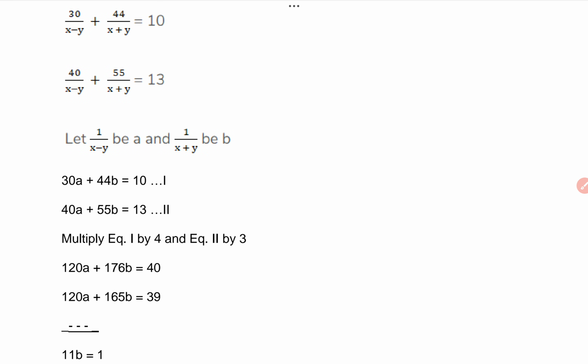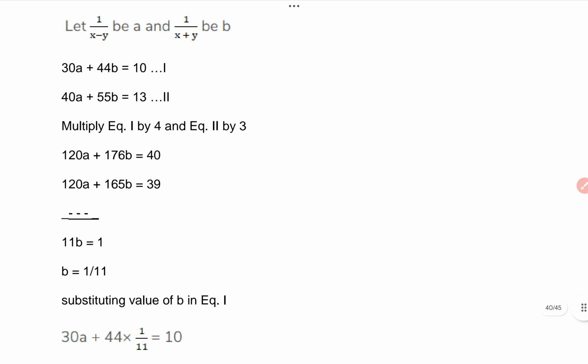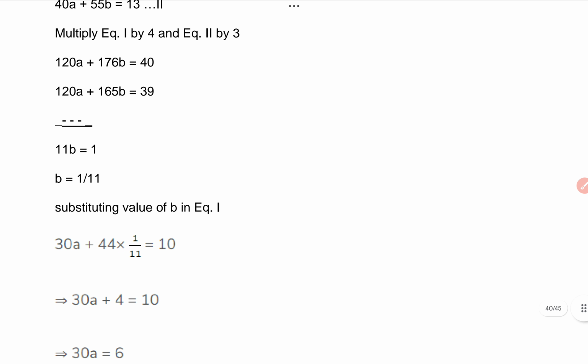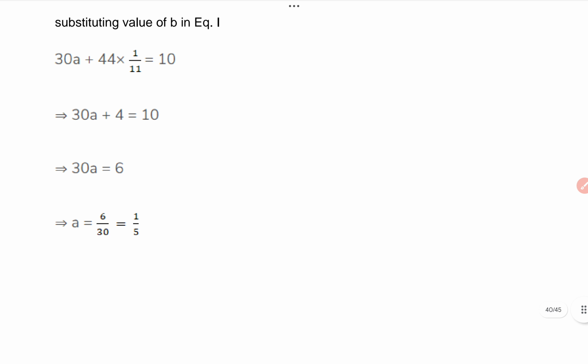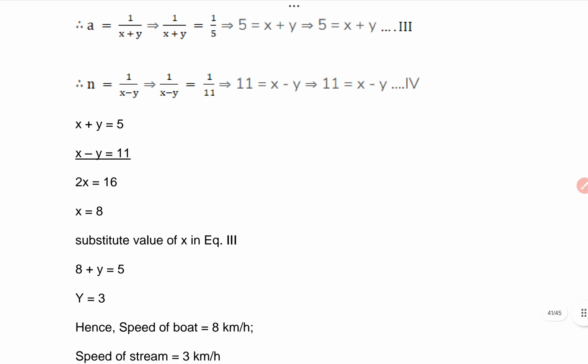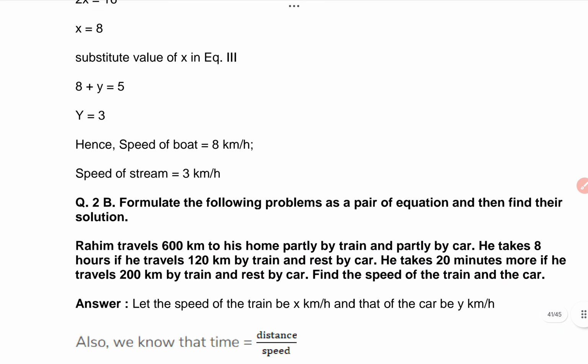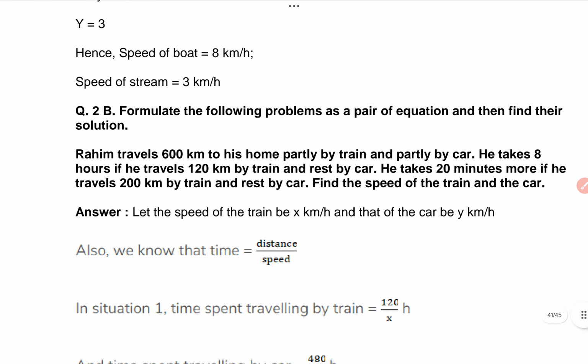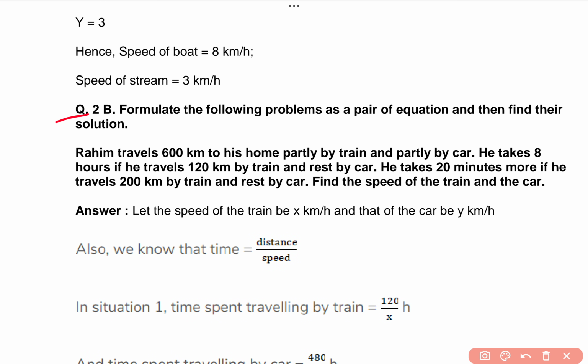Okay, right, so you can see this one. I hope it is going to be clear for you. And here it is your question number 2 only, and that's option B.